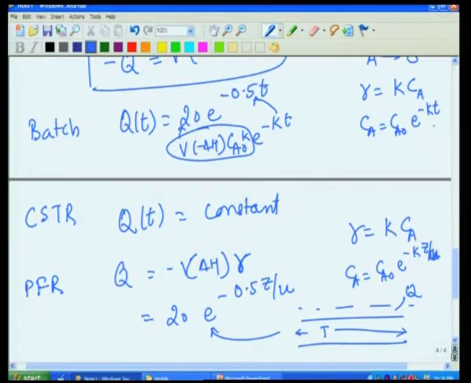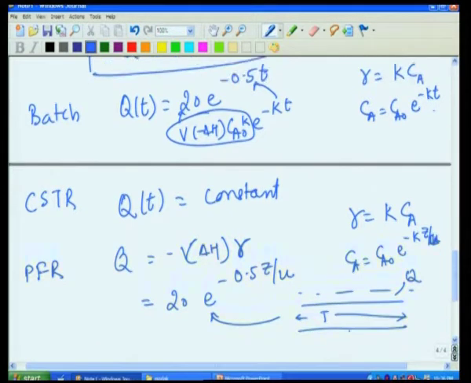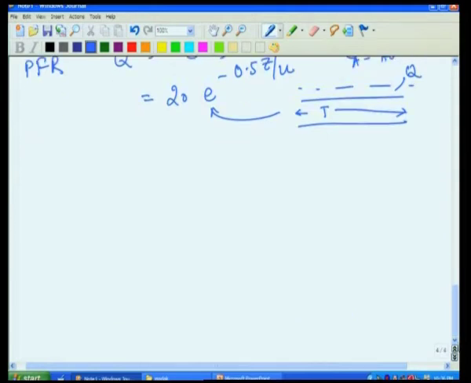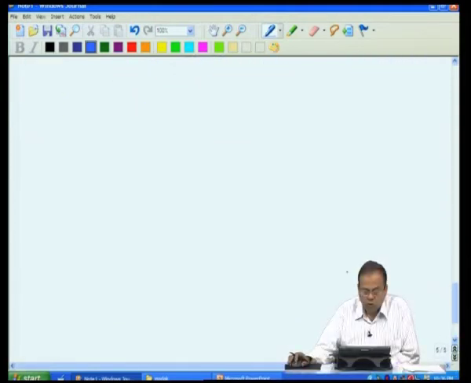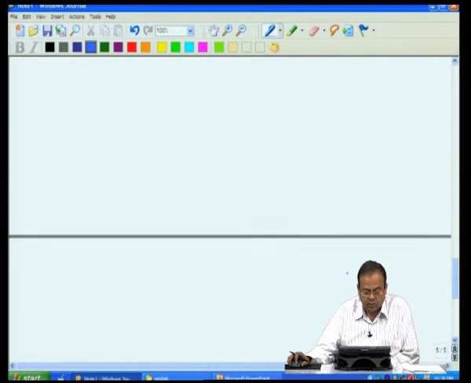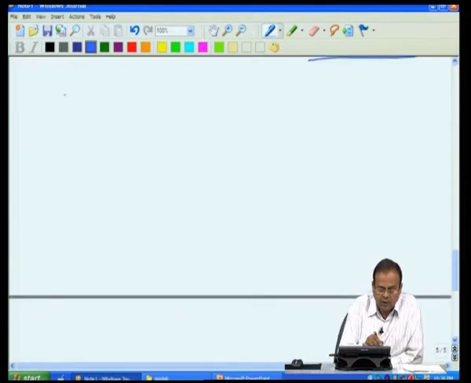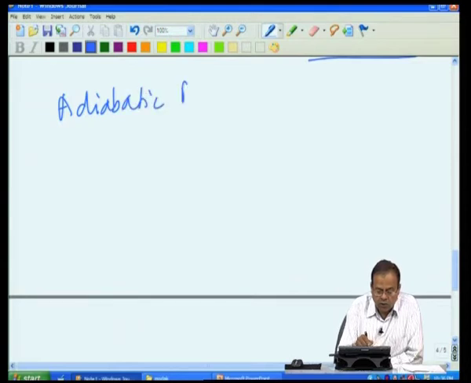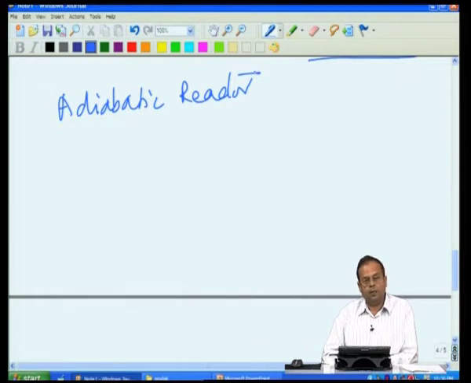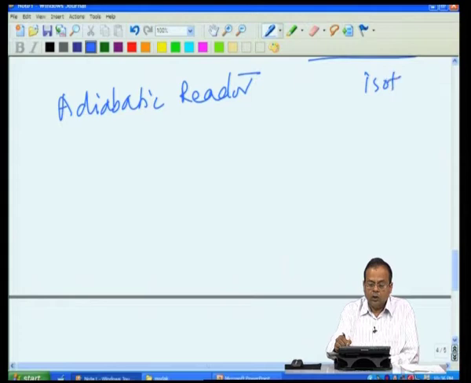Okay. Now, isothermal is one end of the spectrum. What if I want to do this reaction in an adiabatic manner? So, what is an adiabatic reactor? An adiabatic reactor is one in which there is no heat added or removed from the system. So, isothermal operation is one extreme and the other extreme is the adiabatic reactor.